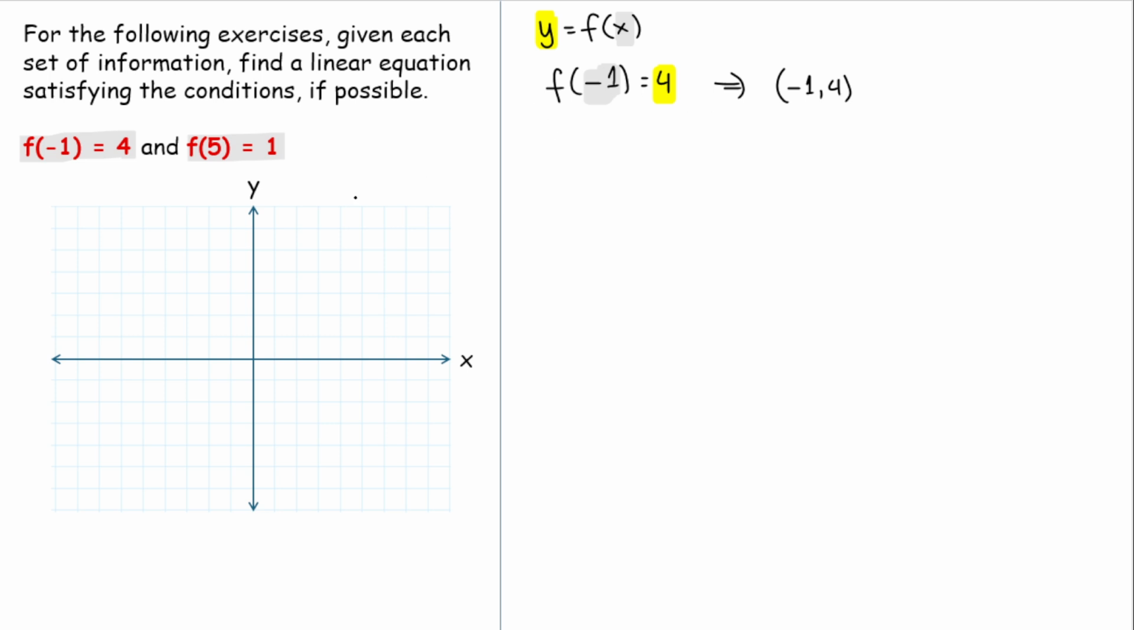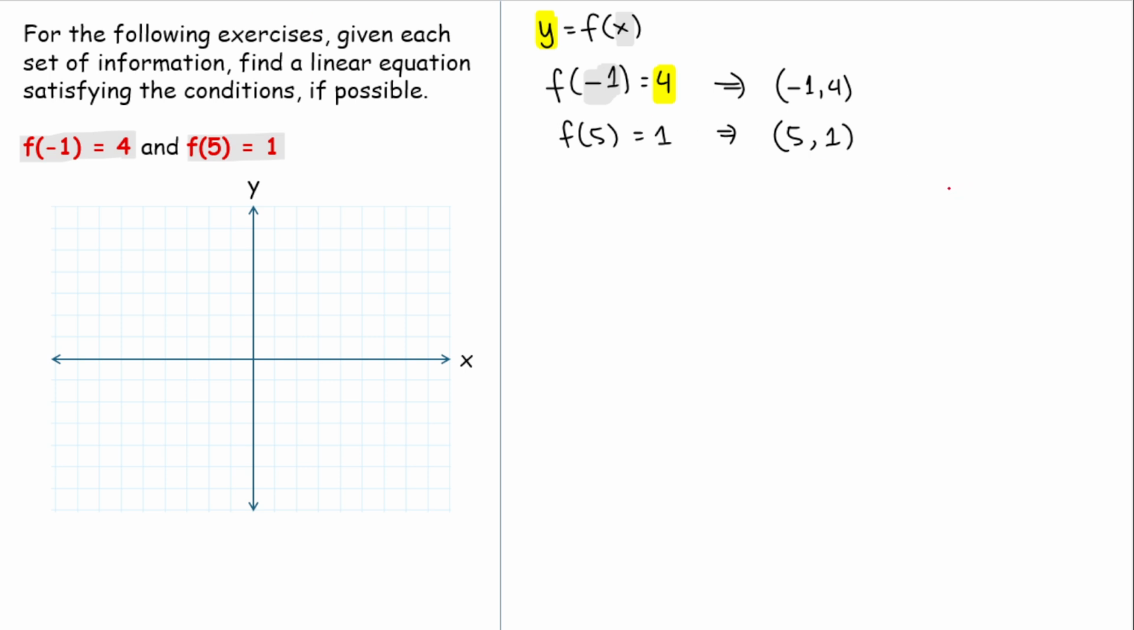And then another one will be f(5) is equal to 1. And again, this is just a fancy way to write this point here, 5 comma 1, right? So we have minus 1 comma 4 and 5 comma 1. We have 2 points here.